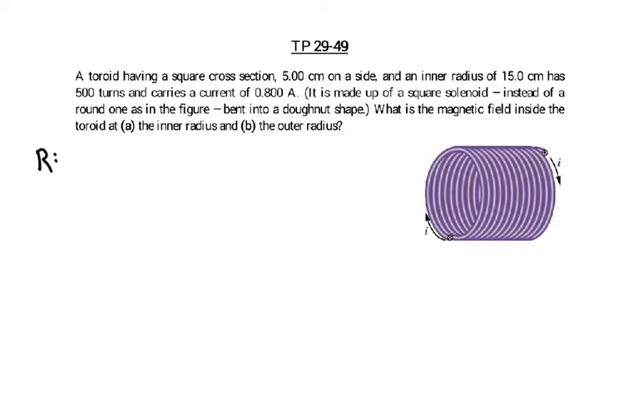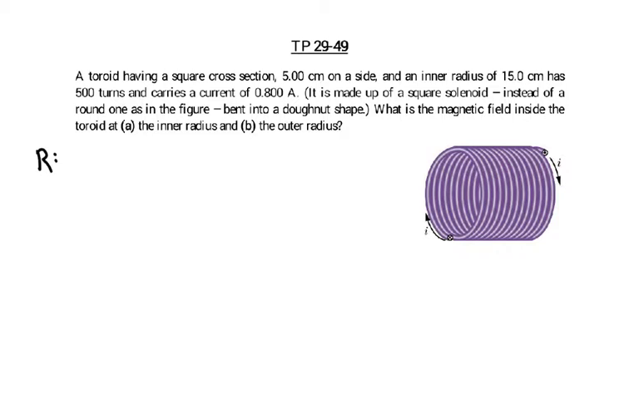Alright, first step, the read step. Go ahead and read the problem. And when I go through this, I see that we have a toroid. It has a square cross-section. It gives me the dimensions of each of our sides, and it gives me an inner radius. And let's see, the number of turns and the current going through it.